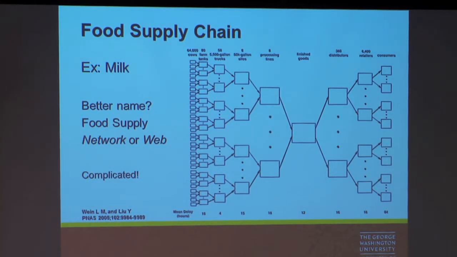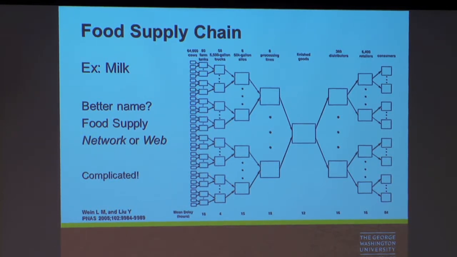But actually, that picture is much too simple. I know it's impossible to read, don't worry about it. This is a food supply chain for milk. Again, as with any model, it's a simplification. On the left-hand side, you have cows, and on the right-hand side, you have consumers. And the stuff in between includes farm tanks, bigger 5,500-gallon trucks, then 50K gallon silos that gather the stuff, processing lines, finished goods, distributors, retailers, you got it.